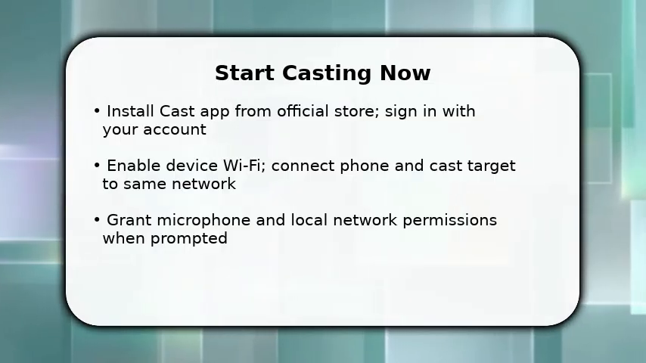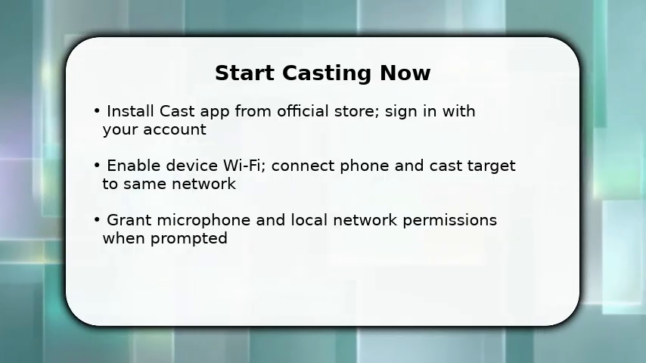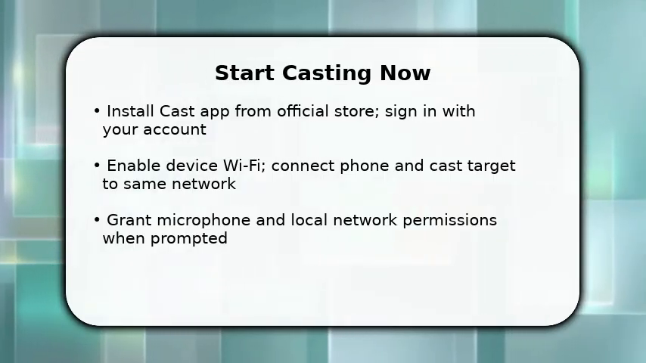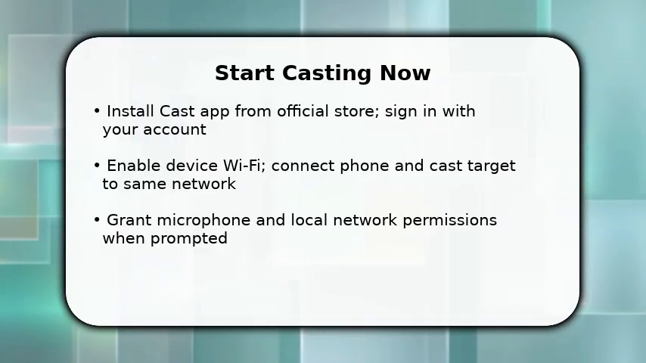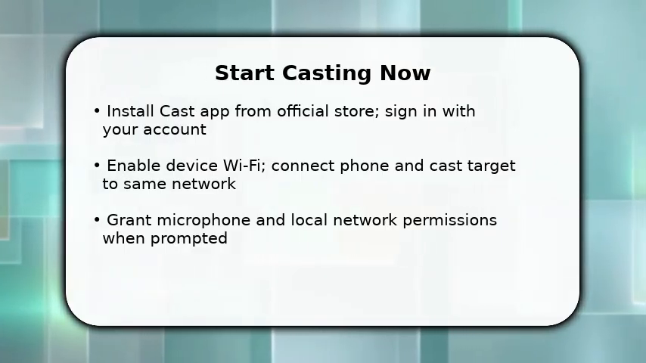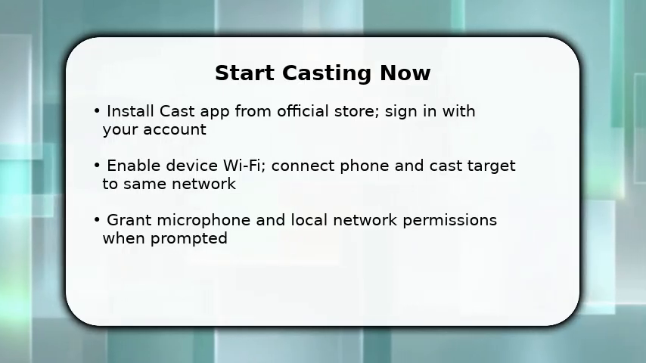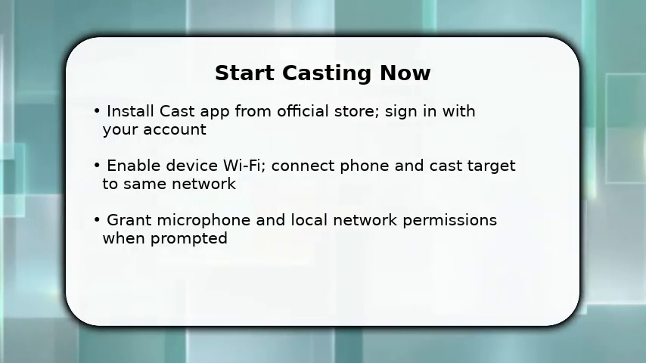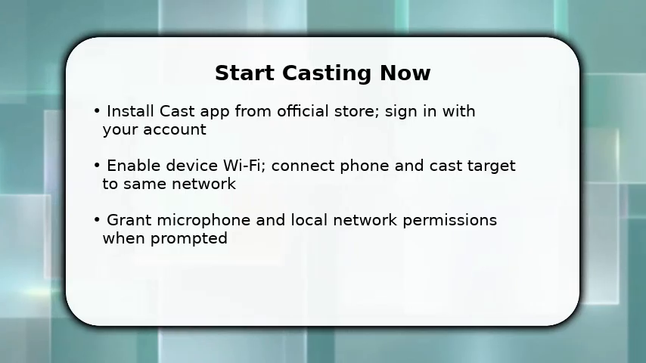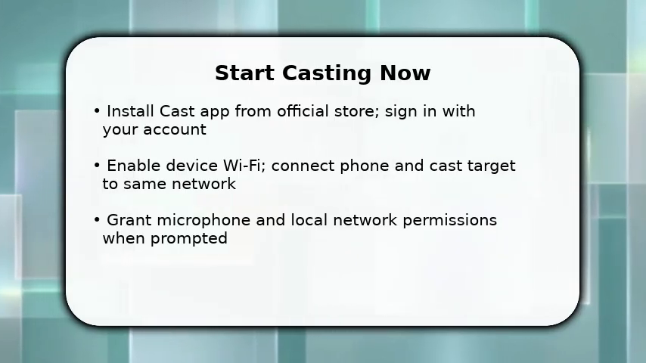You begin by opening the Cast app and signing in. This links your account to devices. Once done, make sure both your phone and the Cast target share the same Wi-Fi network so discovery works. You should grant permissions for local network access and microphone if you plan to use voice controls. They allow device discovery and command relay.